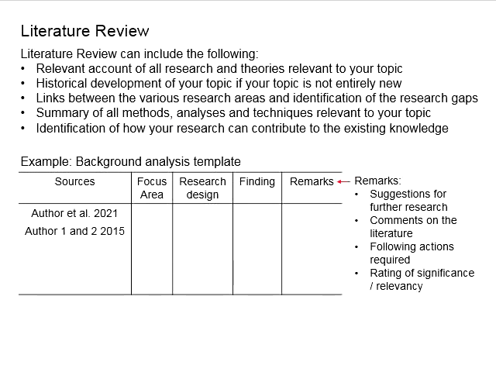Simply put, the literature review can include the following: the relevant account of all research and theory related to your topic, the historical development of your topic if your topic is not entirely new, the links between various research areas and identifications of the research gaps, summary of all methods, analysis, and techniques relevant to your topic, as well as the identifications of how your topic can contribute to existing knowledge.